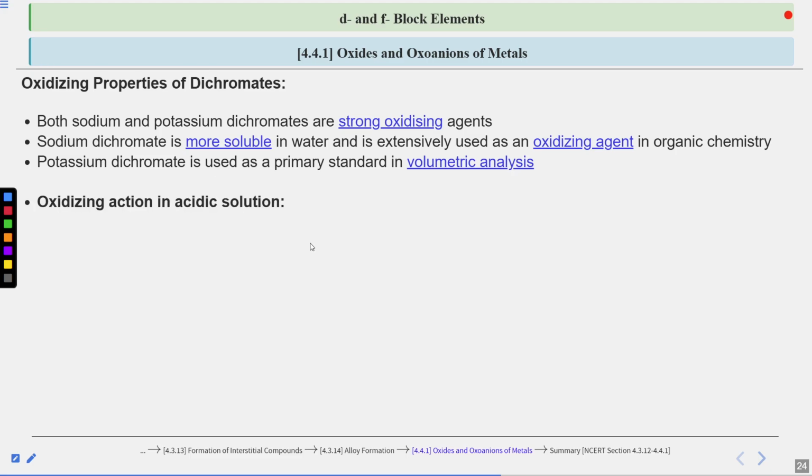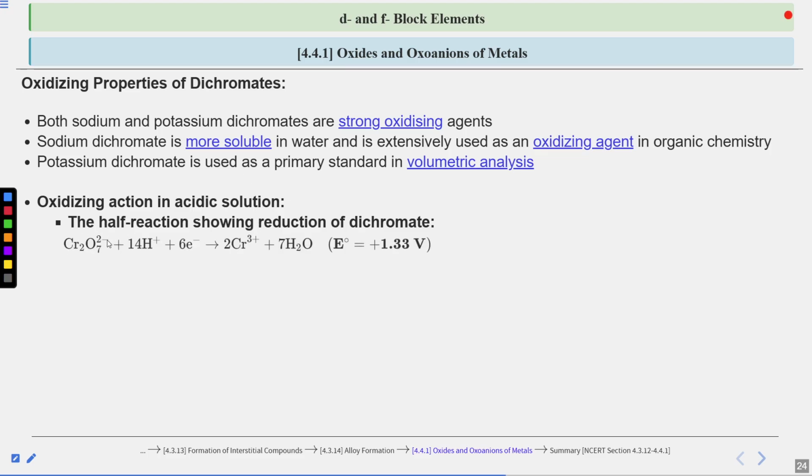Oxidizing action in acidic solution. Half reaction showing reduction of dichromate. So Cr2O7 2-, the dichromate ion, reacts with 14 protons and 6 electrons, converting to chromium 3+ plus 7 water molecules. The E0 for this is positive 1.33 volts. Here we are showing the reduction of dichromate where chromium is in the +6 oxidation state, converting to chromium in the +3 oxidation state.